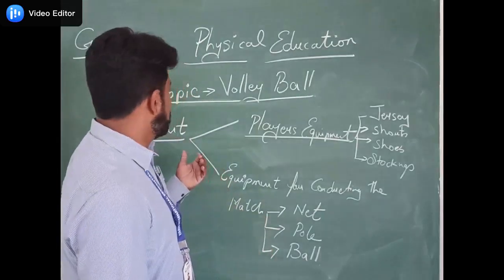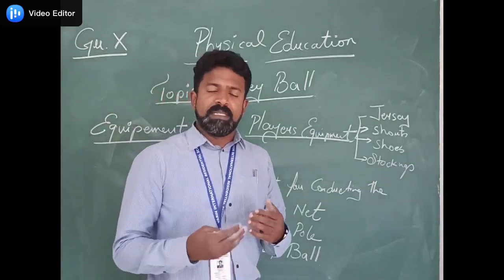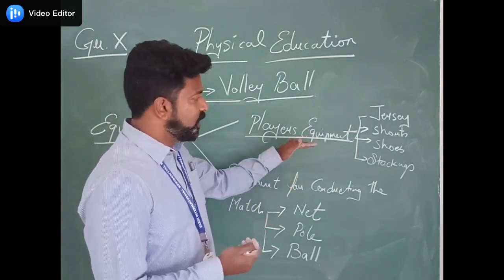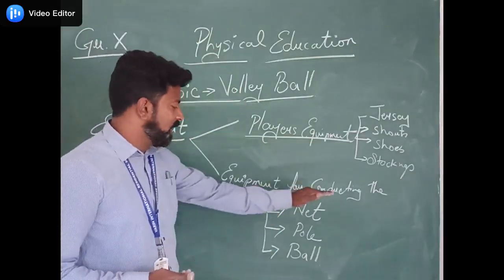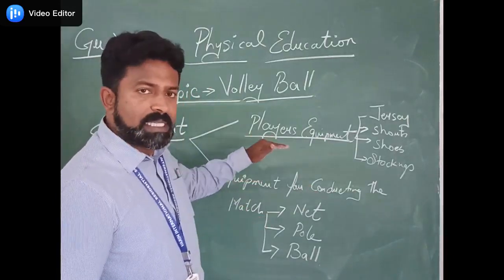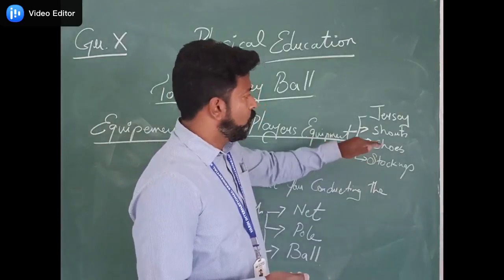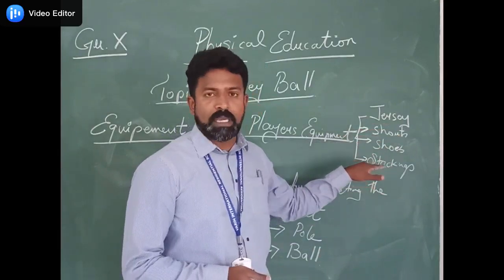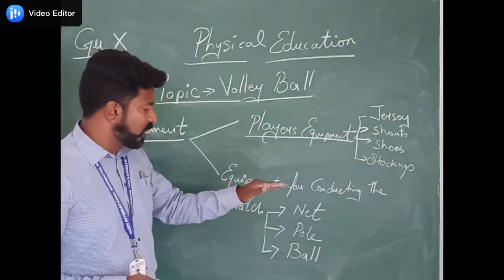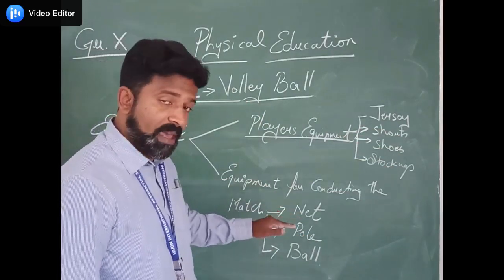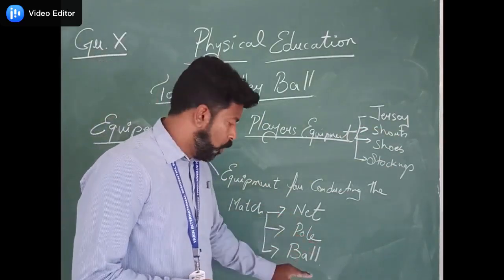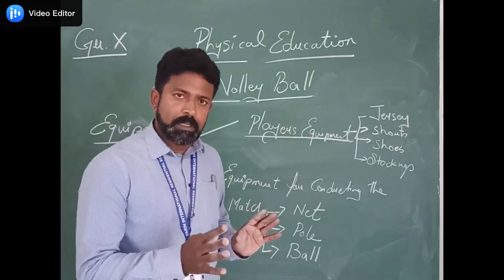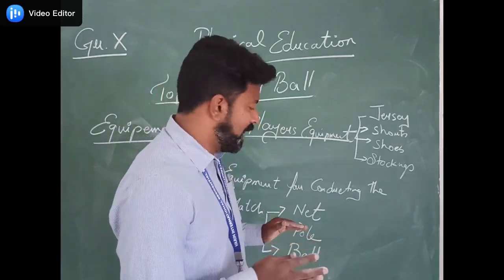Next, we will move on to the equipment. When we discuss equipment in volleyball, it is divided into 2: the players' equipment and the equipment for conducting a match. For the players' equipment, we should have a jersey, shorts, shoes and stockings. For conducting the match, we should have a net, poles and the ball.